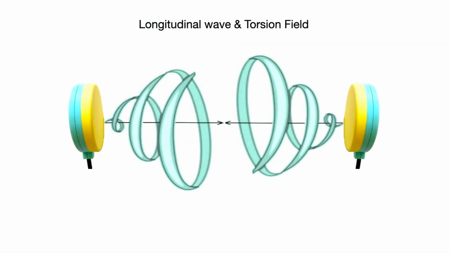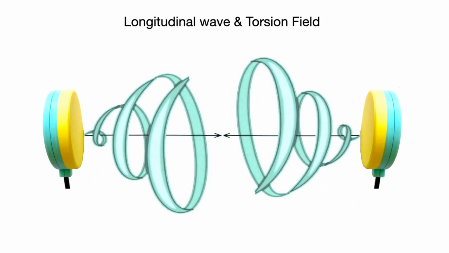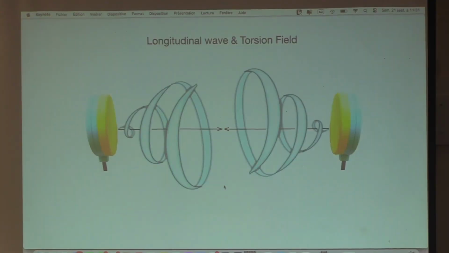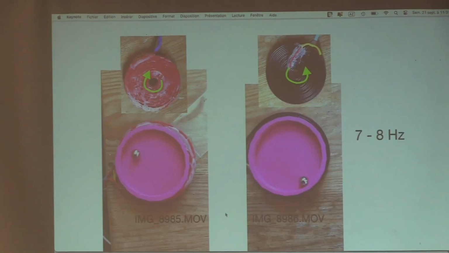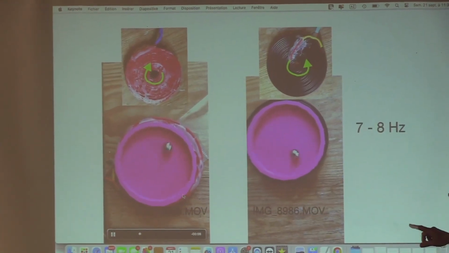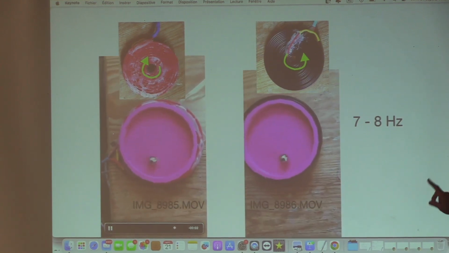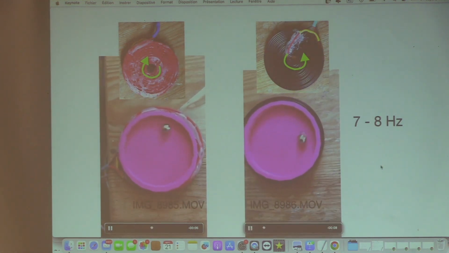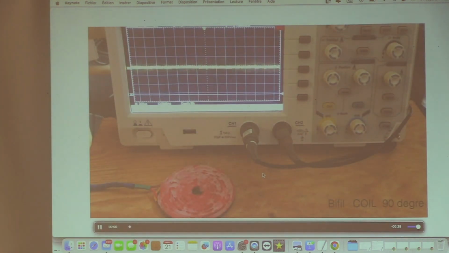And so this transducer, the coil, is a longitudinal wave, but also a torsion field. And this torsion field is created thanks to the shape of the spiral of the coil. This is the movement. The Russians called it torsion because the spiral creates longitude, so it's their name. And this is the proof that it's a longitudinal wave.